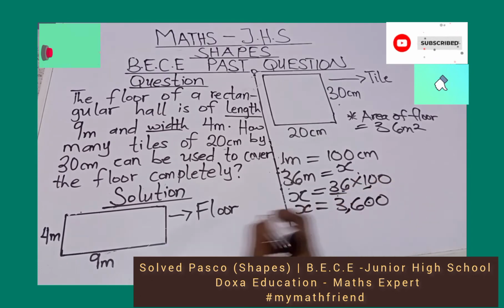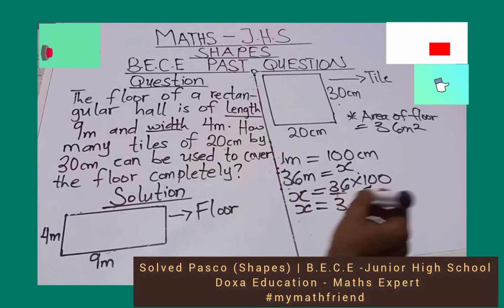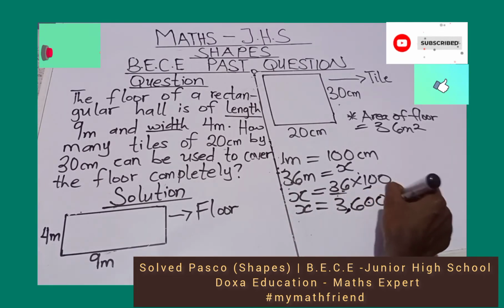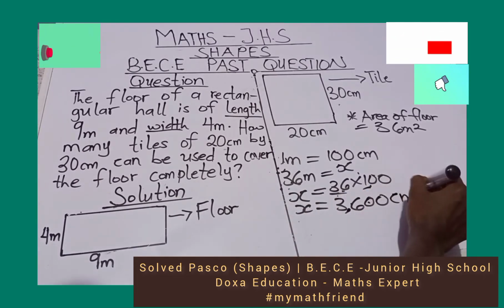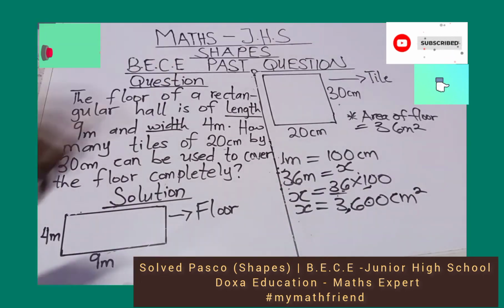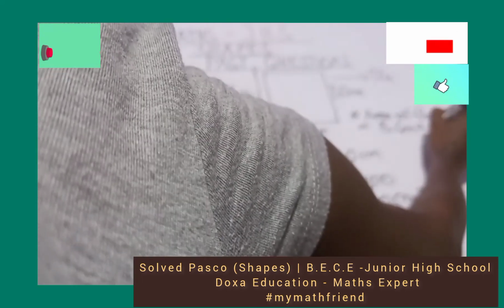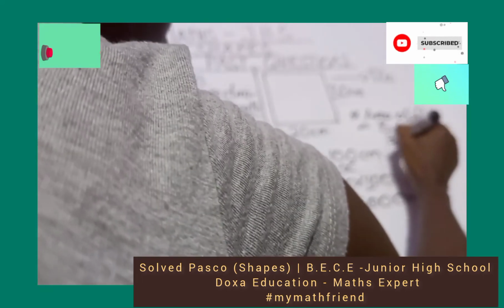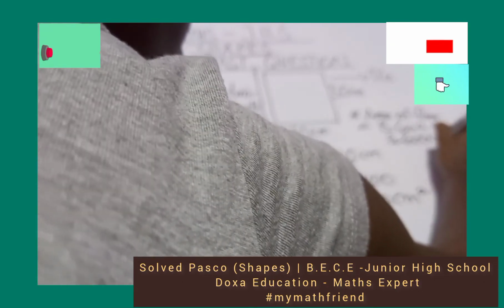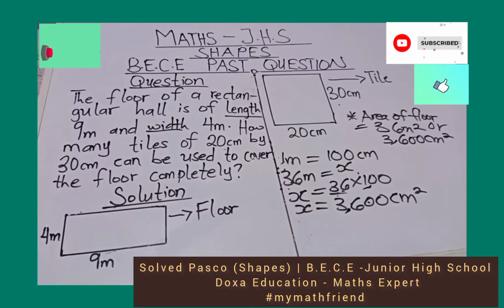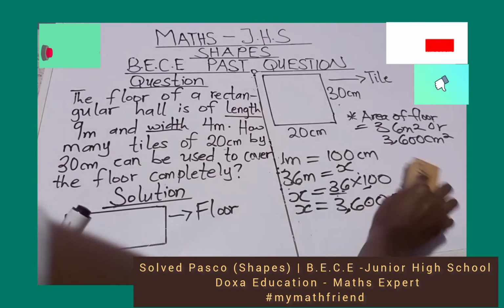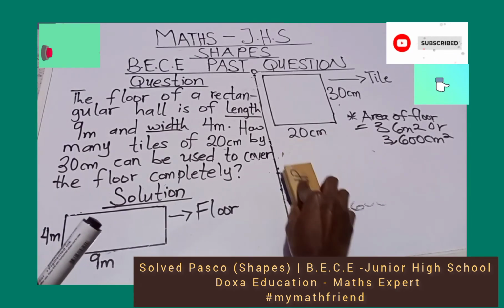What do we have? 3,600 centimeters squared. So 36 meters squared, or 3,600 centimeters squared. That's the equivalent. Very well. Good. So that is the area of the floor.